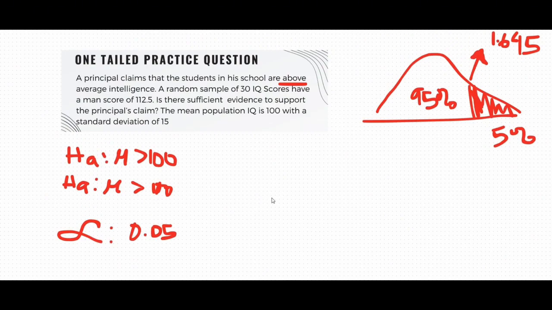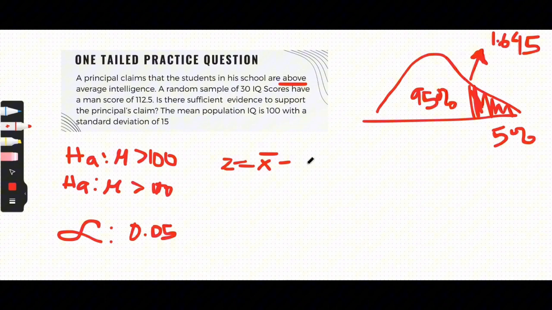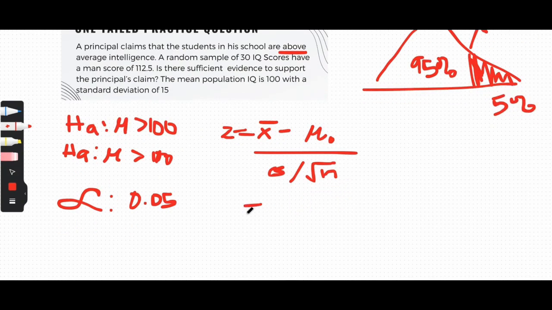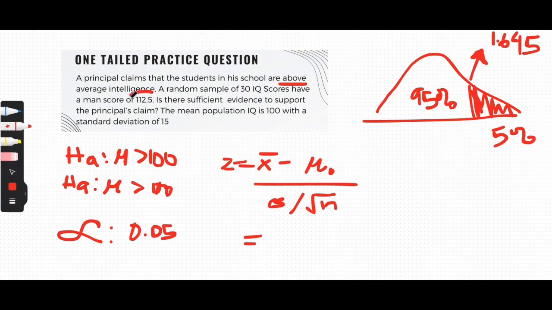to our z-test equation. The z-test formula is the sample mean minus our population mean over sigma, our standard deviation, divided by the square root of the sample size. So, let's substitute. What is our sample mean? Our sample mean is 112.5.